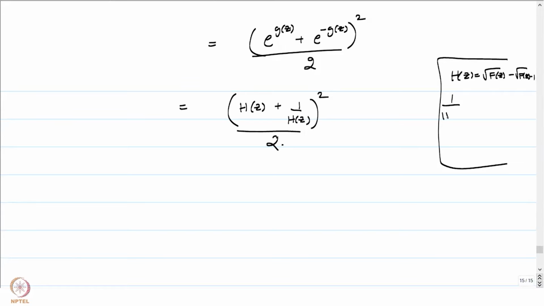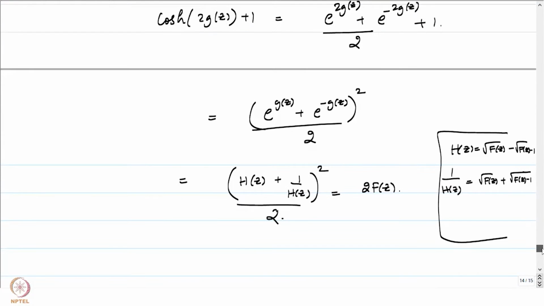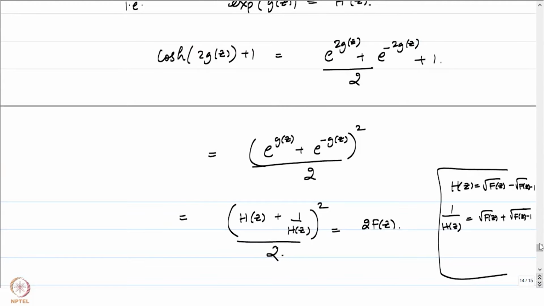So what is 1 by h of z? You should sit down and check that. This is just going to be equal to square root of f of z plus square root of f of z minus 1. Just multiply in the numerator and denominator by square root of f of z plus square root of f of z minus 1, and you will get this. And therefore, if you add it up, you are going to end up with 2 times f of z, right? So we have cosh 2g of z plus 1 is equal to 2 times f of z.